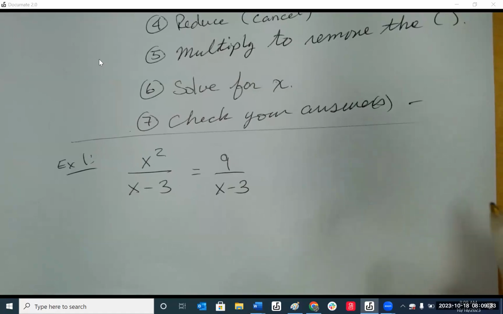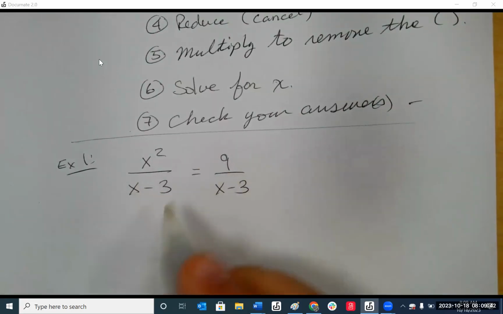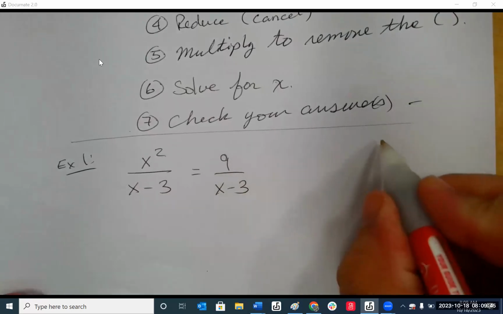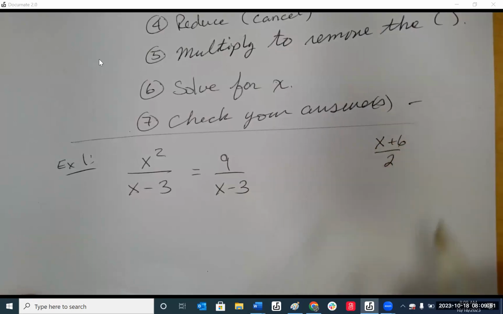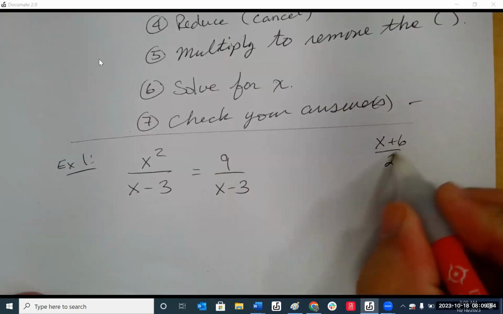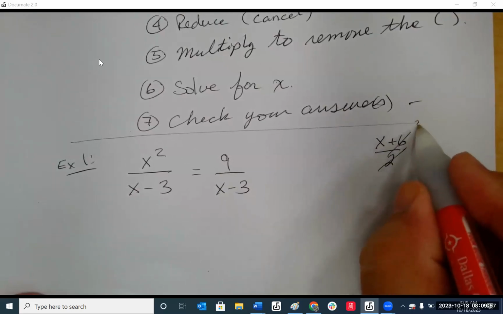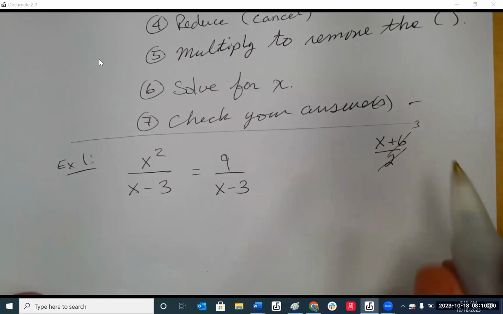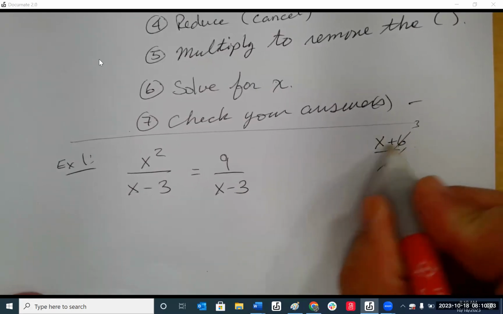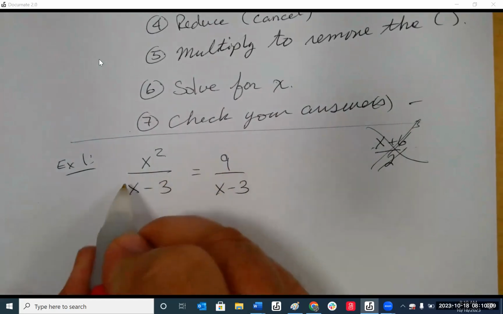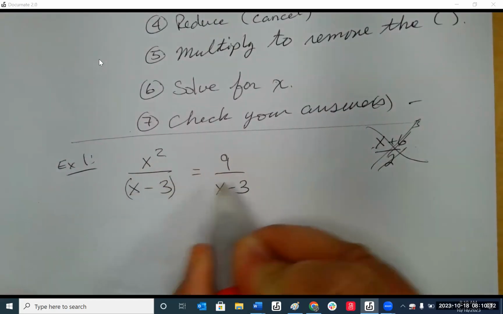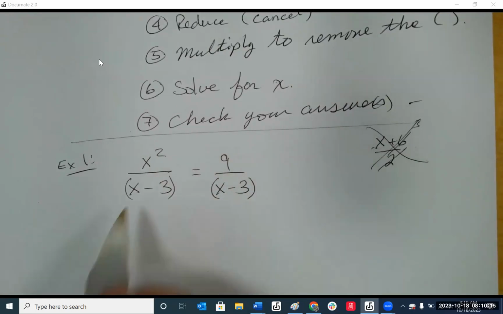It's very important to know that you cannot cancel. If you have an equation, in other words, if you have a plus or minus on top and bottom, you cannot cancel. So in other words, if I had, say, x plus 6 over 2, I cannot cancel those out. If you're going to cancel anything, it has to be factored out first. You cannot cancel whenever there's plus or minus. So whenever you have a plus or minus, either top and bottom, put parentheses on it because they have to stay together.